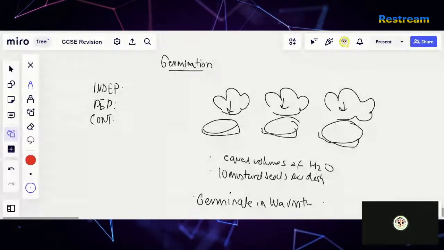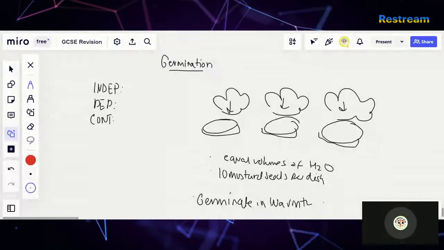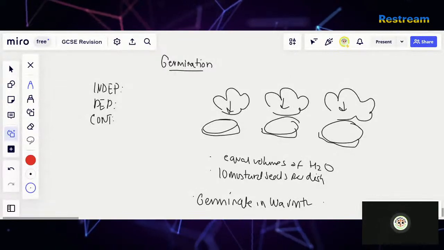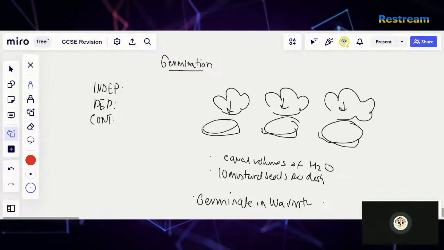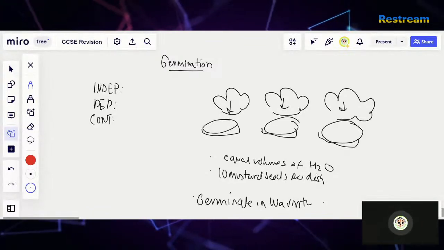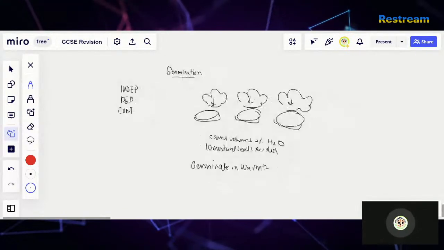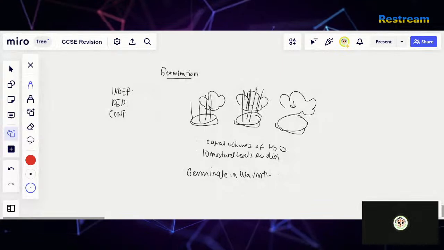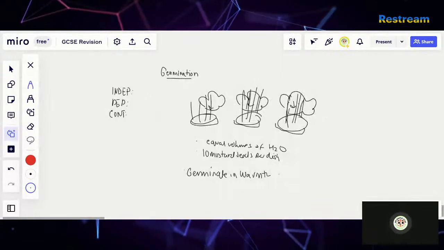Now, once germinated, or as it germinates in the warmth, you need to add equal volumes of water, however often you do it, to each of them. Then you're going to make sure that there are equal numbers of seedlings. So say if only 4 grow in this one, 6 grow in here, and 7 grow in here, you can only have a maximum of 4 in each one.